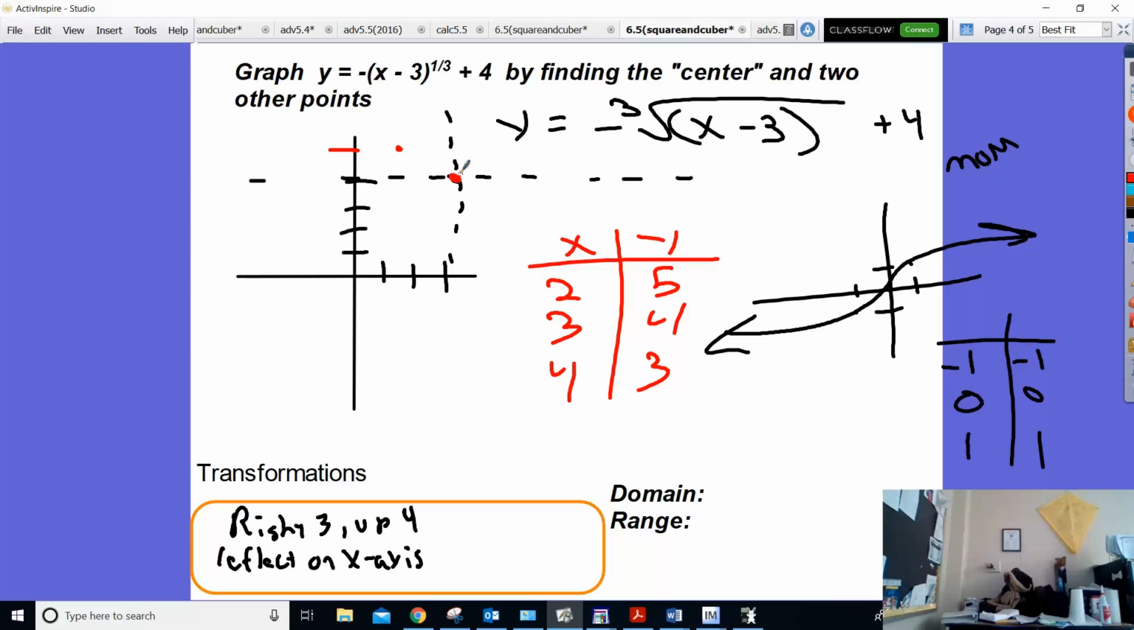Zero's that point, center's there. And right 4, down 1. You should see your reflection, because it did reflect on your new x-axis. Because you shifted that x-axis up, it did reflect on it. And that's why it starts high and ends low.